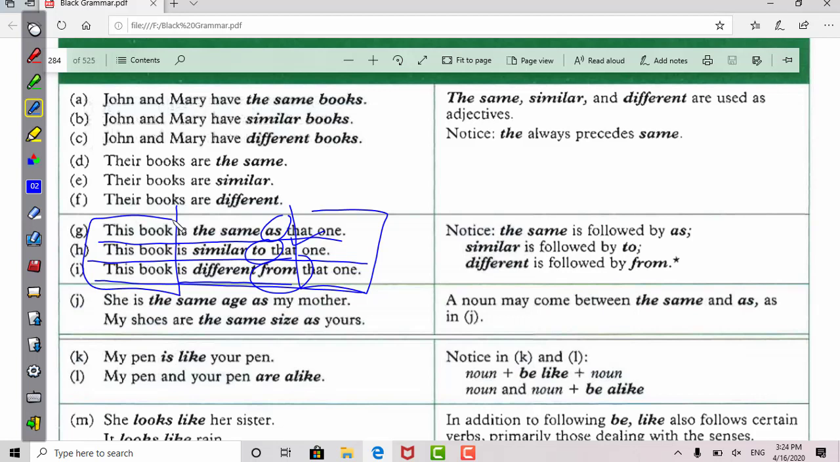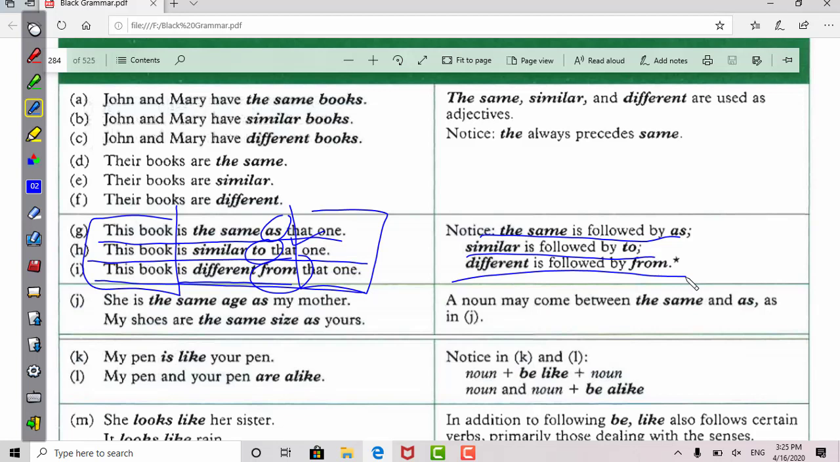All right. So you have to notice over here, the same is followed by as. Similar is followed by to. And different is followed by from. These are some things that you have to remember, my students.